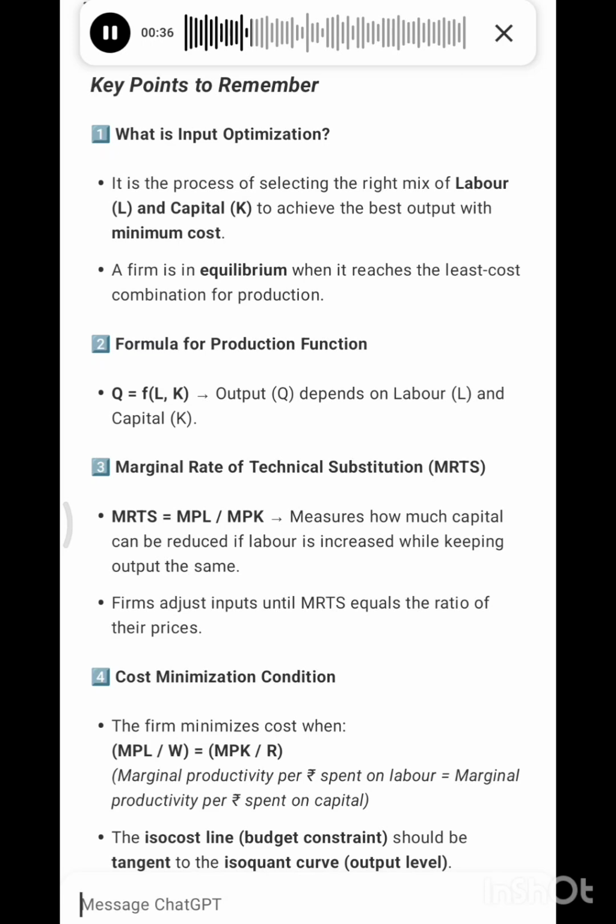2. Formula for production function: Q = f(L, K). Output Q depends on labor L and capital K. 3. Marginal rate of technical substitution, MRTS. MRTS equals MPL over MPK; it measures how much capital can be reduced if labor is increased while keeping output the same. Firms adjust inputs until MRTS equals the ratio of their prices.